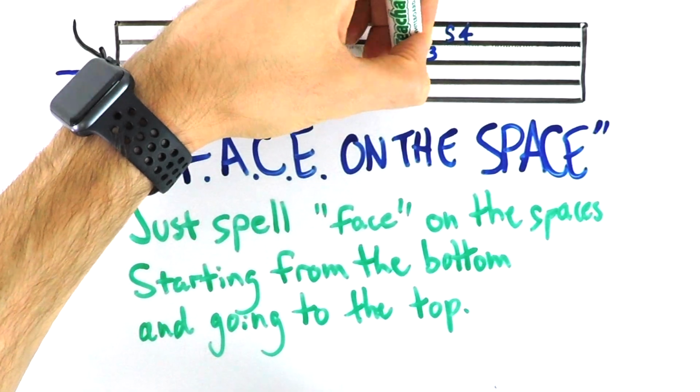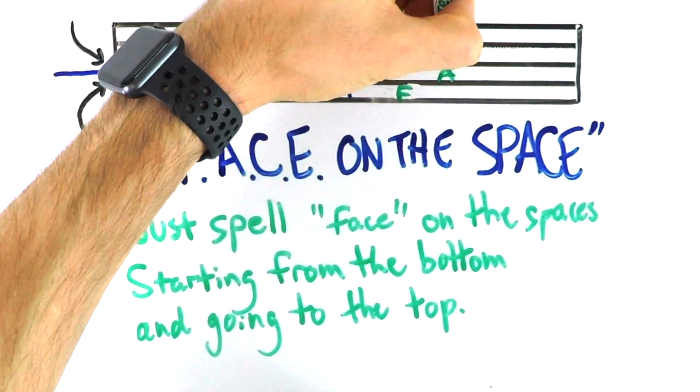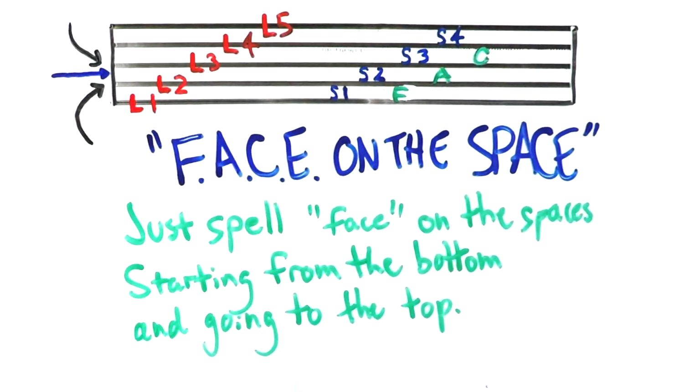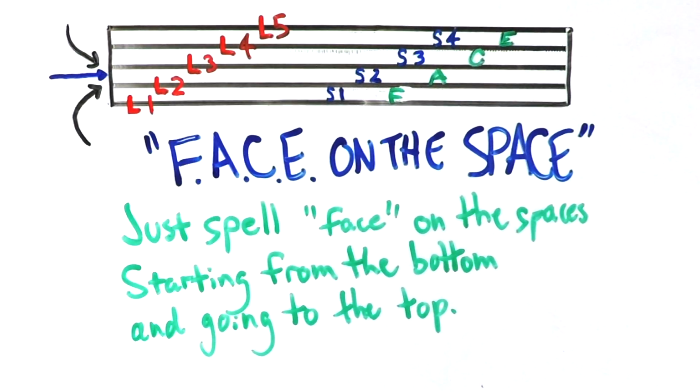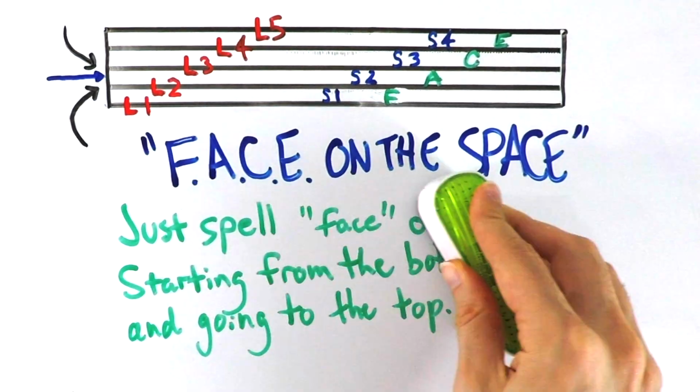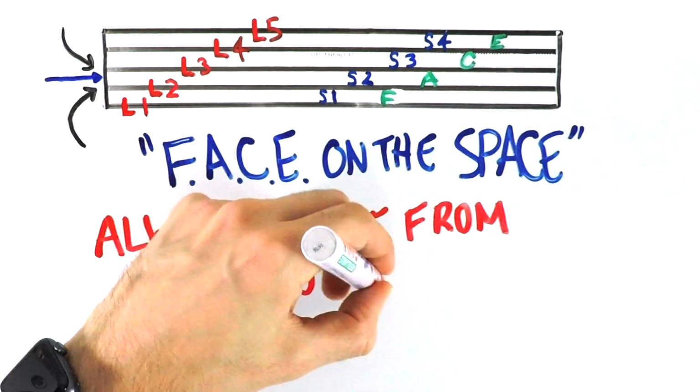So F goes on the bottom space, then A on the second space, then C on our third space, and finally E goes on the fourth space. So when we're using this trick, we always have to remember that we have to start from the bottom and then go up from there.